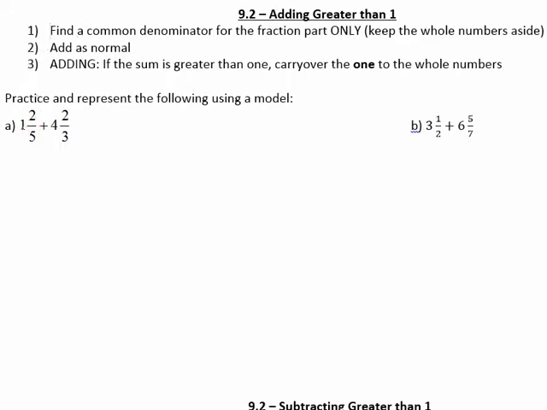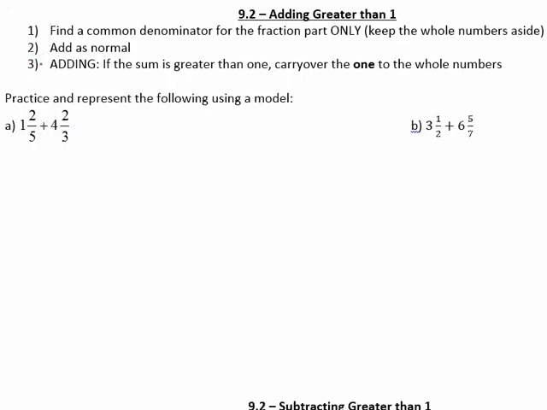So let's take this example here of 1 and 2 fifths plus 4 and 2 thirds, which basically means a practical example would mean I have 1 and 2 fifths liters of gasoline and I'm adding that to a tank that has already 4 and 2 thirds liters of gasoline. What would be the combined volume of both containers, in liters?